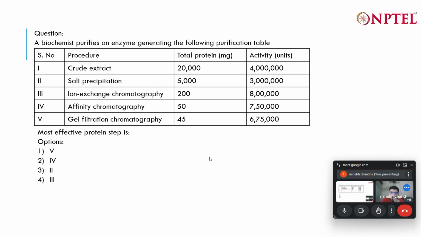Okay, so a biochemist purifies an enzyme, generating the following purification table. Generally, when we purify an enzyme or a protein from a given cell lysate, we develop a purification table. This purification table gives us the amount of protein that we are extracting at a particular step and its activity, which is calculated in units.